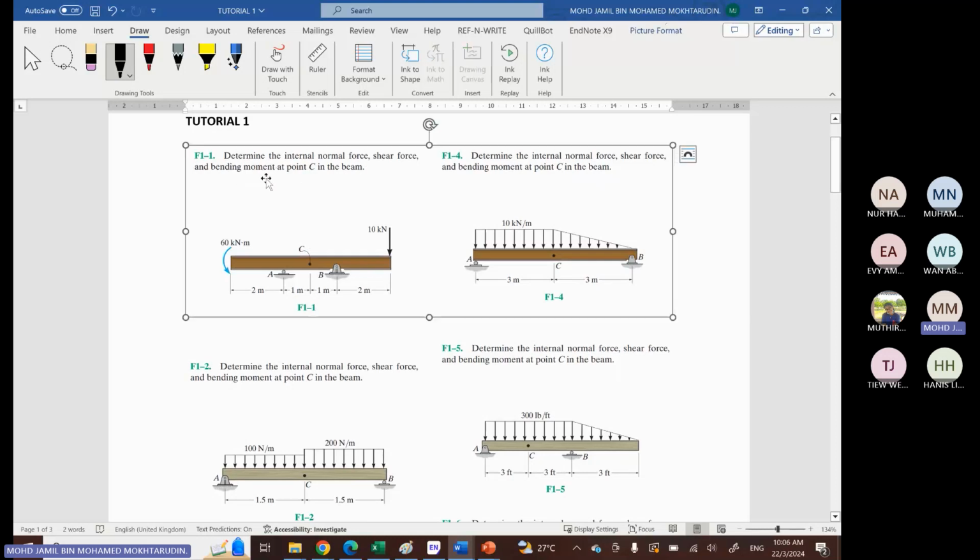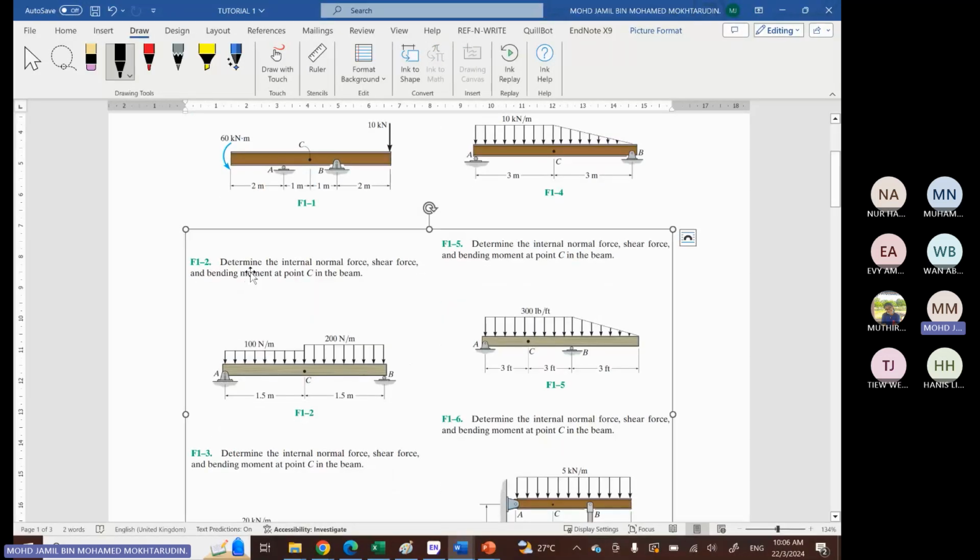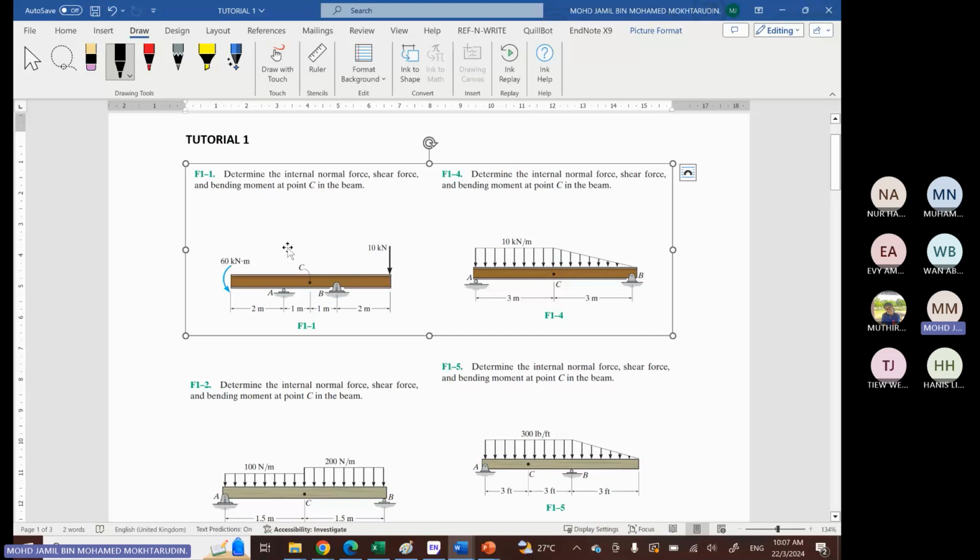Maybe we can start with example number 1, F11. Then maybe example F12, then maybe the last one F16. Okay, so let's look at example F11. In this example, you are given a 60 kilonewton meter moment at one end of the beam, and then another load, a force of 10 kilonewton, acting downwards at the other end of the beam.